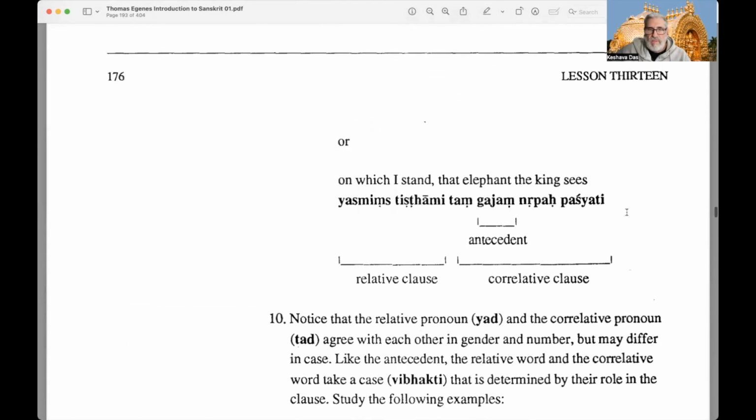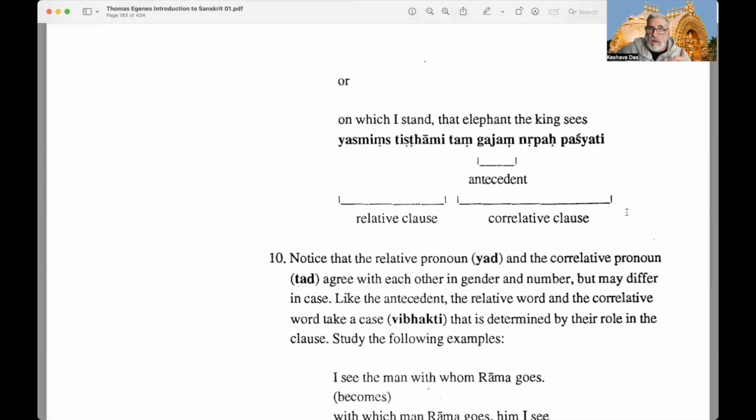Right. So then if we say it another way, if we say, on which I stand, that elephant the king sees, then we have yasmin tishthami tam gajam nripaha pashyati. Because here the antecedent is gajam, the elephant, and it's in accusative case here. So tad becomes tam. Tam gajam nripaha pashyati.